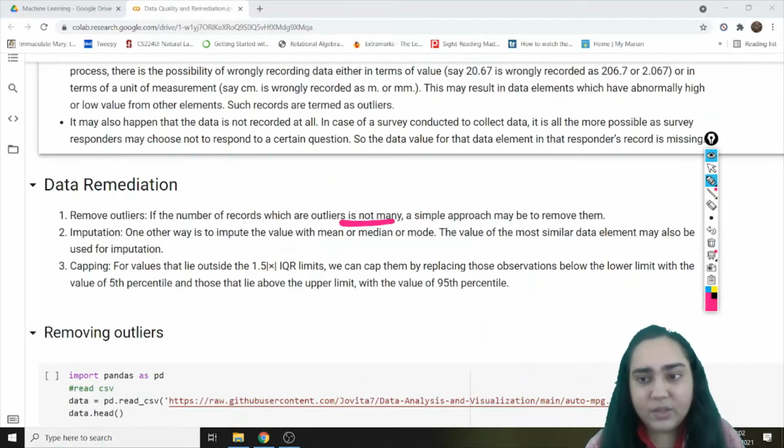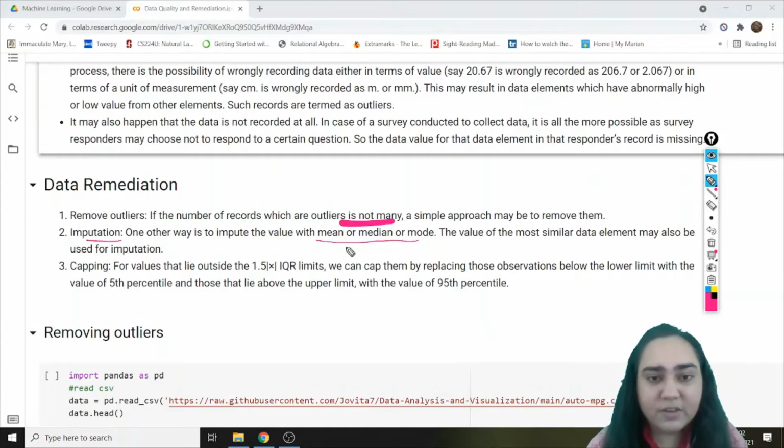And the second thing you can do is imputation. So you can impute the value with the mean, median, or mode. Okay, so this goes for both missing values as well as outliers. In the case of missing values also, you could just remove the rows that contain the missing values.